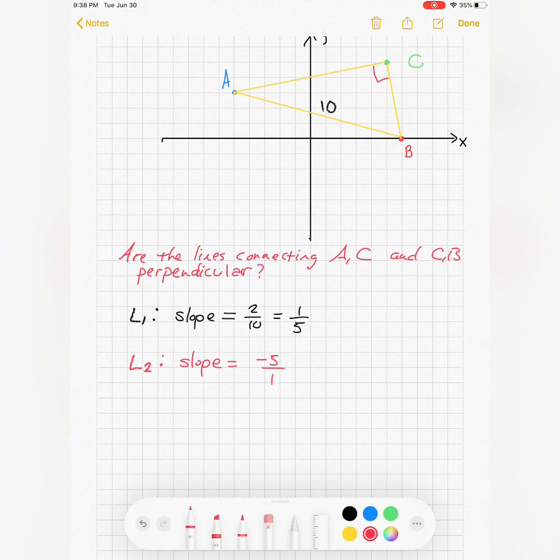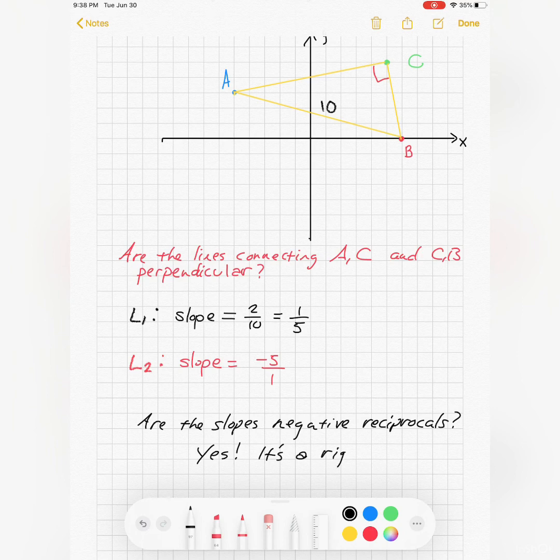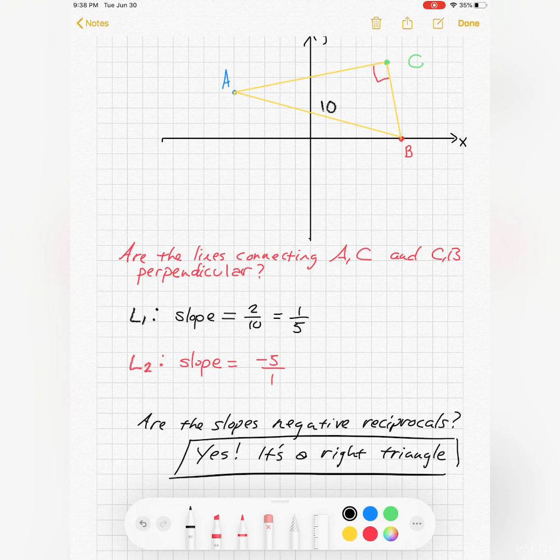Okay, so are they perpendicular? The question is, are the slopes negative reciprocals? So have they been flipped, and are the signs opposite? Yes. So then my conclusion would be that it is a right triangle. If the slopes would not have been negative reciprocals, then I would have known the lines did not meet at a right angle. And in that case, it would not be a right triangle.